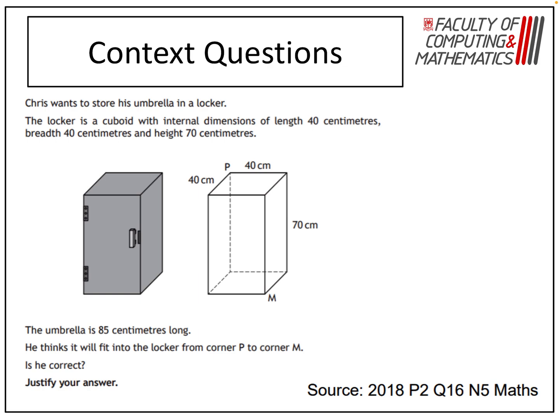He thinks it will fit in the locker. Is he correct? So quite a bit going on there. We need to calculate the length of the space diagonal, PM, and we then need to compare that to the length of 85. If PM, our space diagonal, is greater than 85, then yes, it will fit in the locker. If it is less than 85, then Chris's umbrella will not fit in the locker. Again, I'm going to take you through both methods for this one.